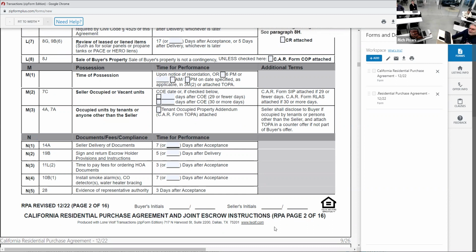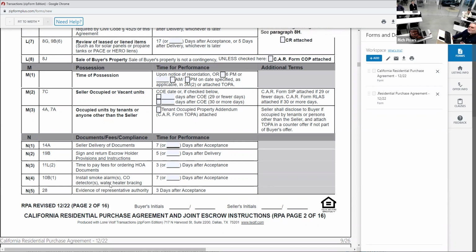I mean, it's not a full background check, but time to pay fees for ordering HOA documents, 3 days. Seller has 3 days to pay the fees. If I was a listing agent, and it's a good market, a hot market, when you take the listing, I would put them in touch with escrow and say, hey, let's have the HOA documents ready to go, and pay for them.